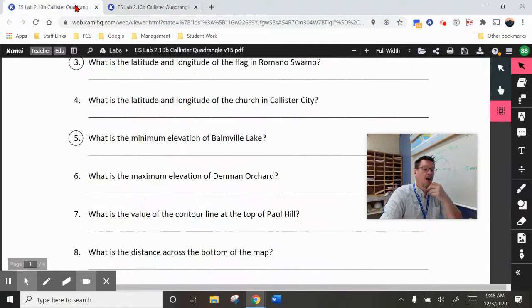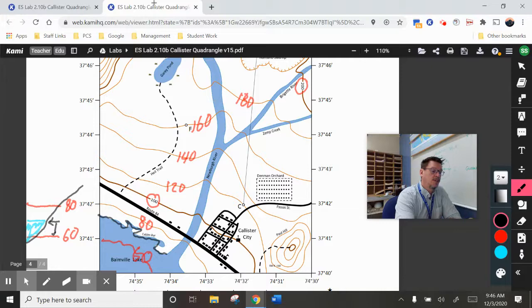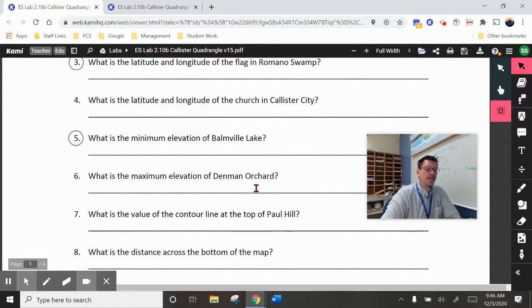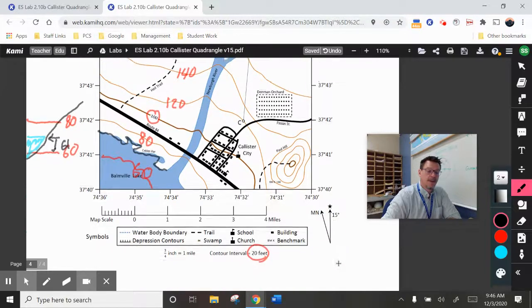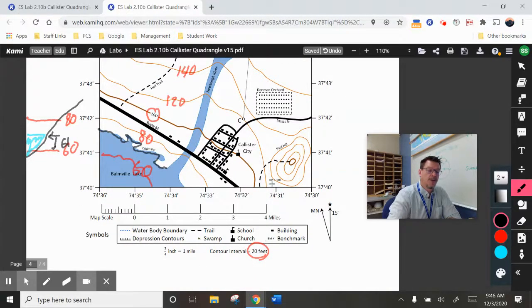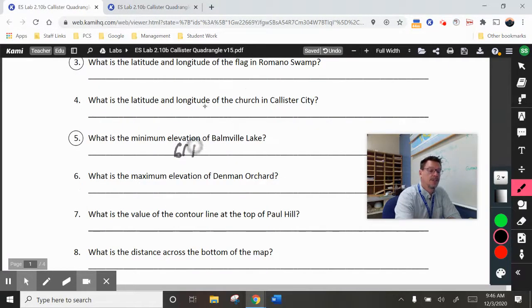In this case, I'm going to round to the nearest whole value, and so the minimum value on my model here would be just above the 60. So the minimum value would be 61. So the answer to my question, what is the minimum elevation of Balmville Lake, is 61, and I just want to make sure I have the unit. If I look down here at my contour interval, the unit label is 20 feet. That's the interval. So my known standard unit label for this is going to be feet.